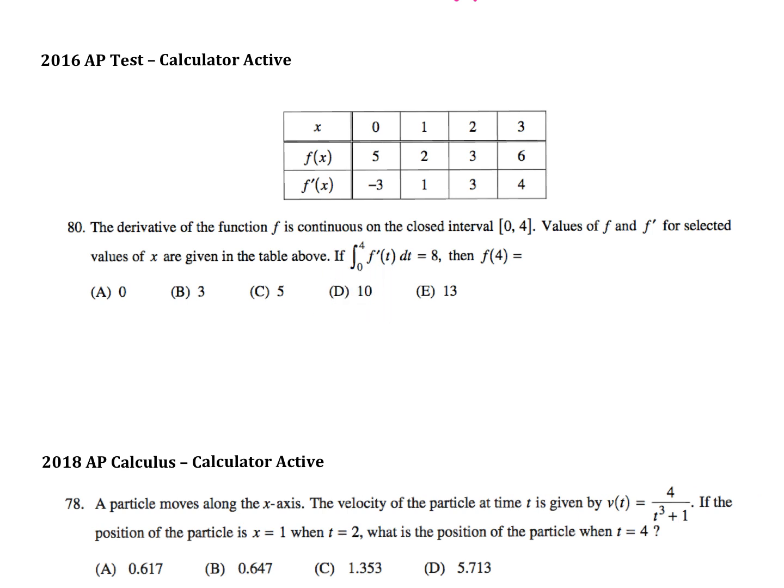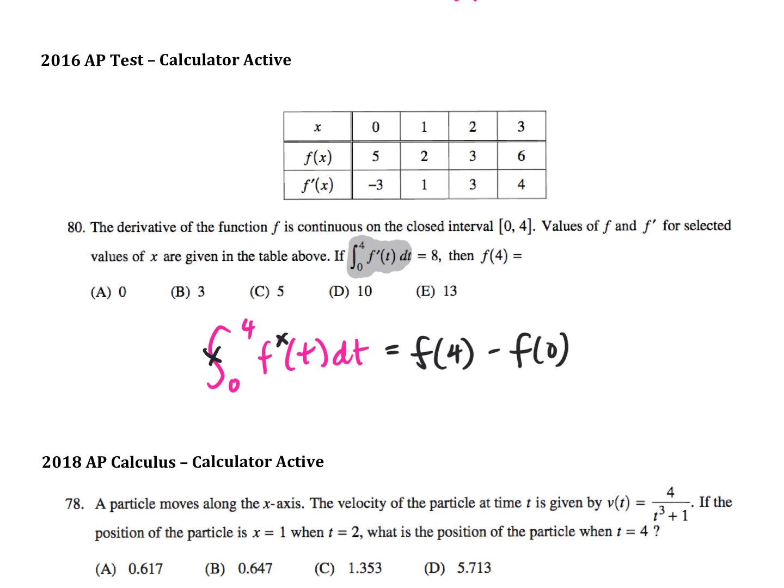You guys, I just want you to focus on this. I don't even want you to think about that 8 yet. How could I rewrite, and I'm actually going to do it right here, the integral from 0 to 4 of f prime of t? These cancel, and what would that equal? f of 4, you guys are so good, minus f of 0.